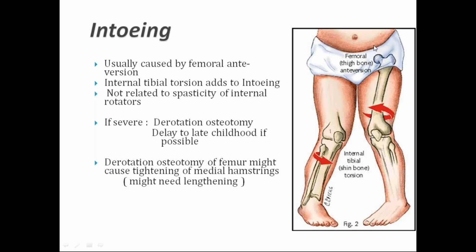And intoeing, this one I already told you, is because of torsional problems. Here the torsional problems should be corrected. We should see whether it is torsion in the femur or tibia, and then we should do the derotation osteotomy. Means if there is severe retroversion, then we will do the osteotomy at one place, rotate it and fix it with a plate. That is derotational osteotomy.